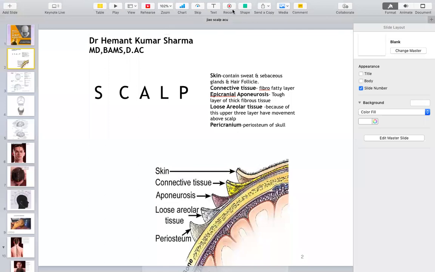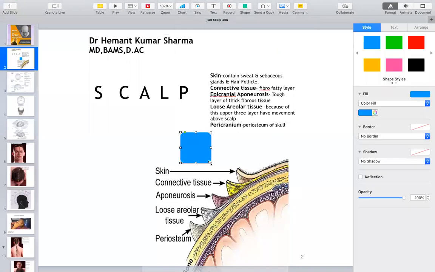In the scalp, we have 5 layers. The outermost layer is skin, so we have taken S for skin. The second layer is connective tissue, so we have taken C from connective tissue. The third layer is aponeurosis, which is a little hard tissue. Then loose connective tissue, then bones or periosteum.